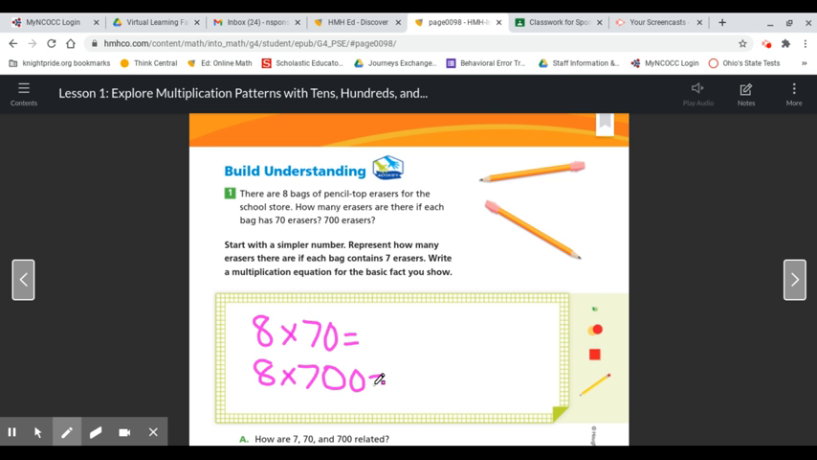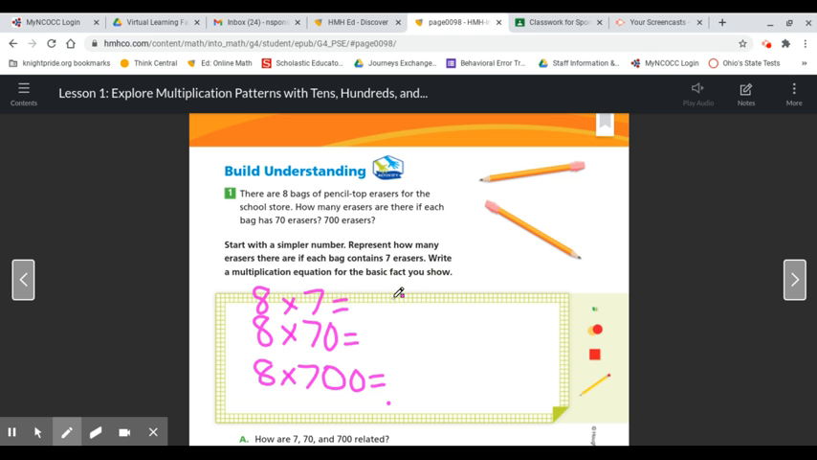Okay, how we can think about this in simpler terms, it says start with a simpler number. When I'm looking here, 8 times 70, 8 times 700, when we have these numbers that are multiples of 10 that we're multiplying by, it can really help us out if we think through a basic fact. So to get us started, I could think about the basic fact 8 times 7.